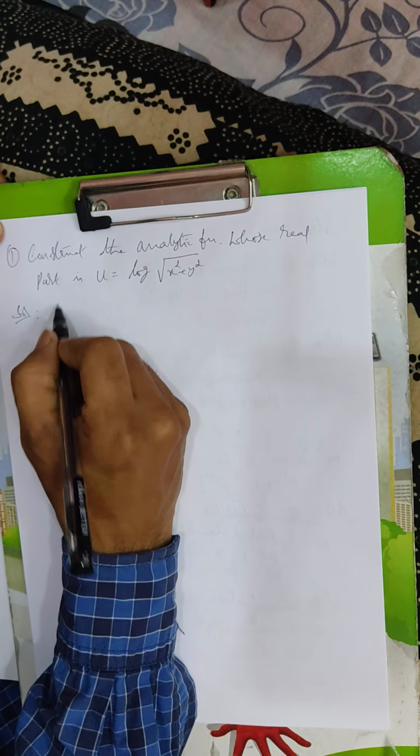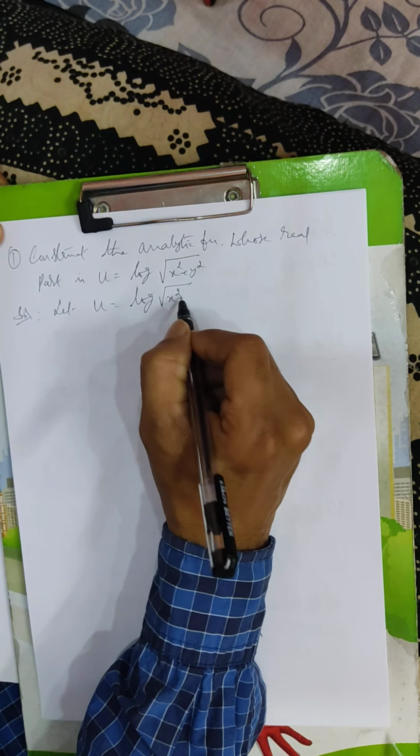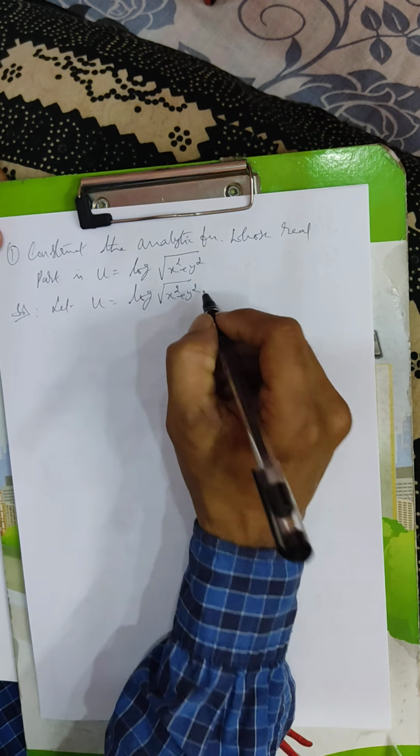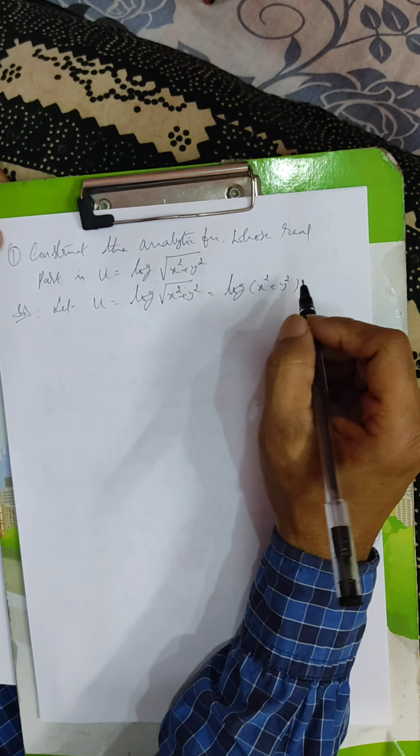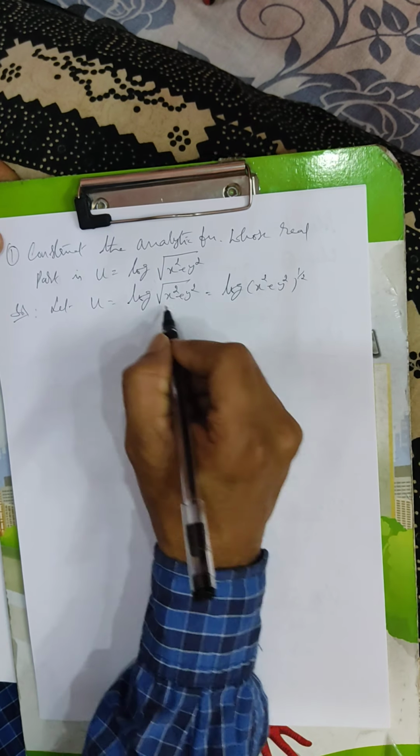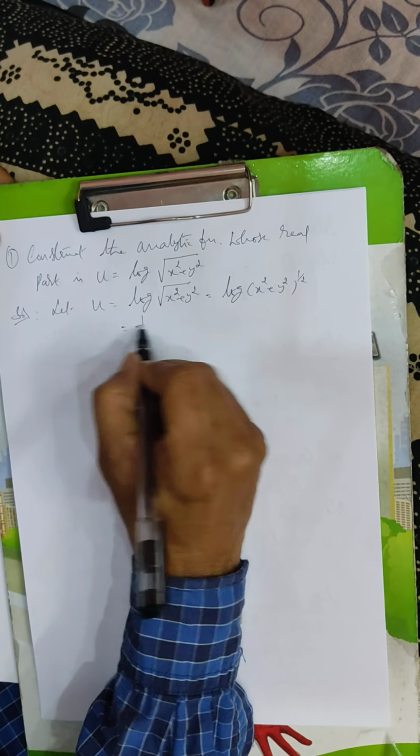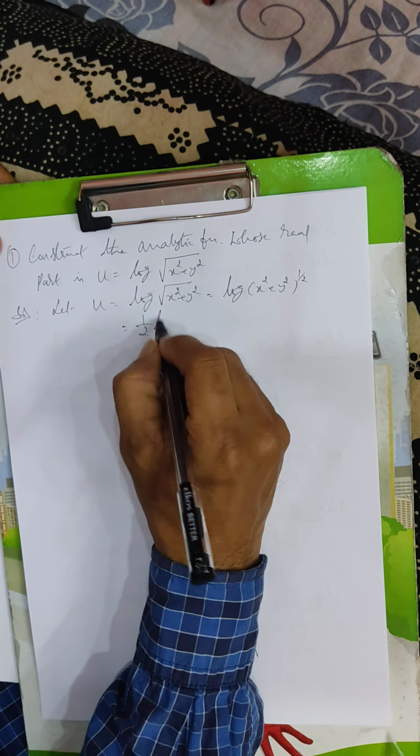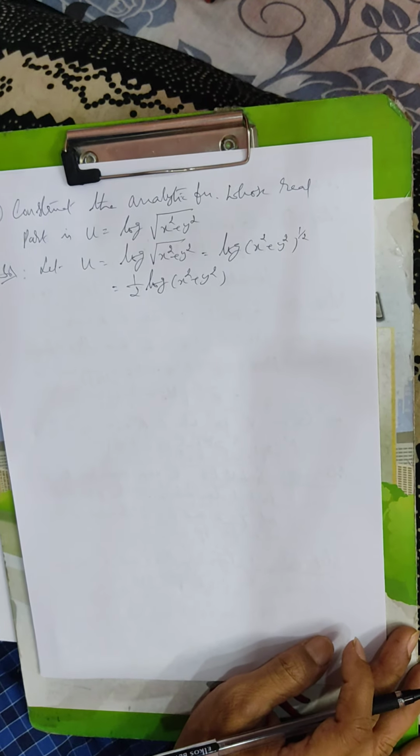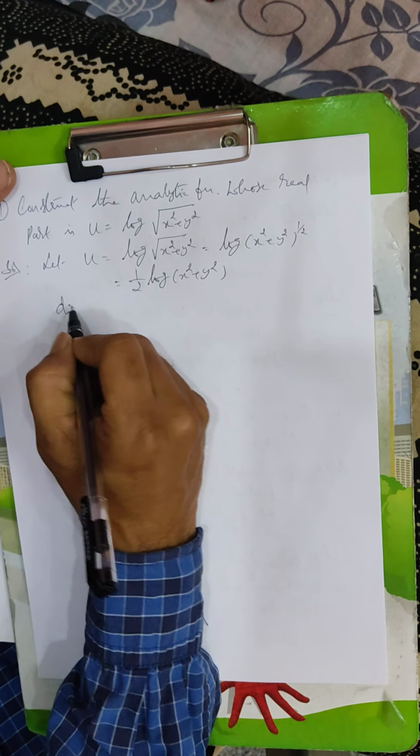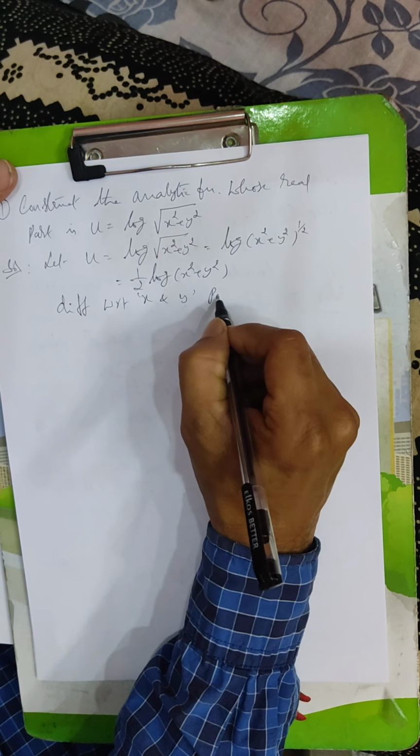Solution. Since the real part is given, that is u is equal to log of under root x square plus y square, it can be written as log of x square plus y square whole power half. Under root x square plus y square is x square plus y square whole power half, which is in the form log m power n, which can be written as n log m. Here it is half log of x square plus y square, that is u. Now let us differentiate u with respect to x and y partially.